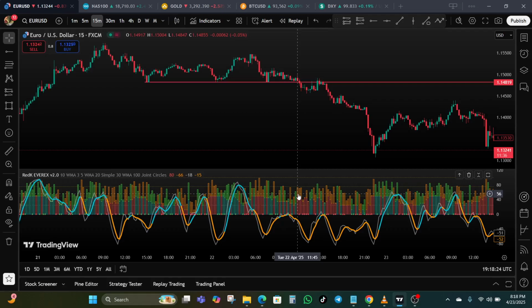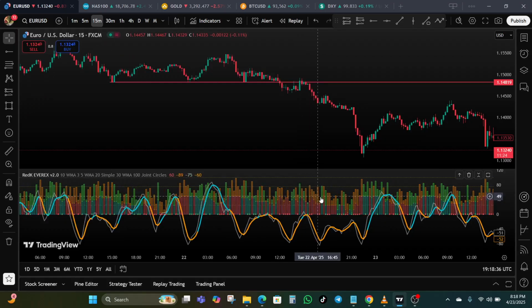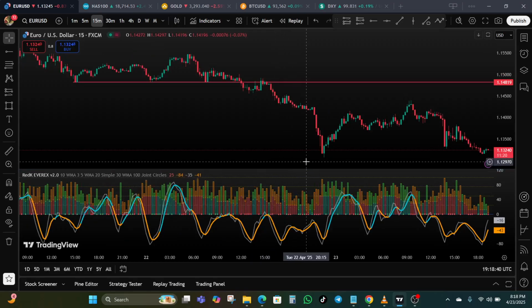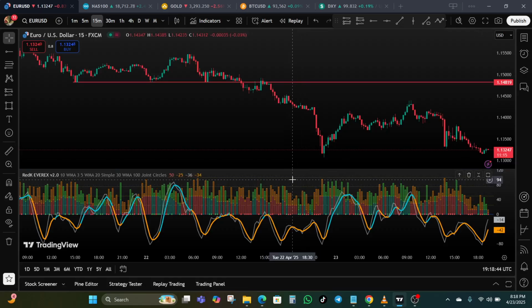Remember that red bars indicate effort with no result. So you should use that as a watch action, if I'm going to call it that, something to watch out for. So if there's high effort but no movement, you have to be cautious. It could be a trap or a distribution zone.